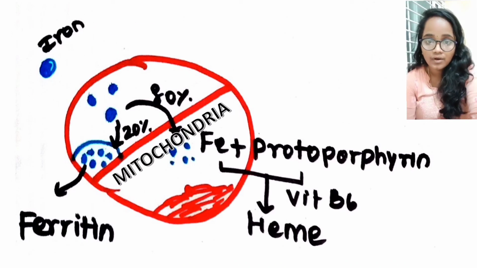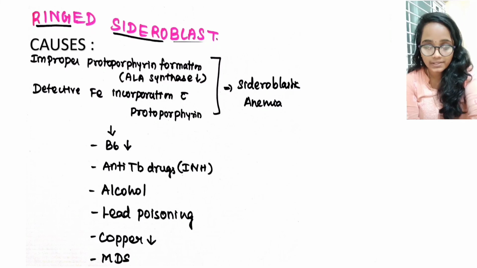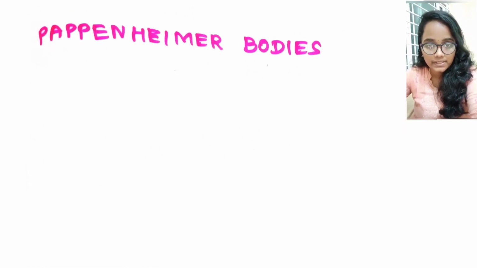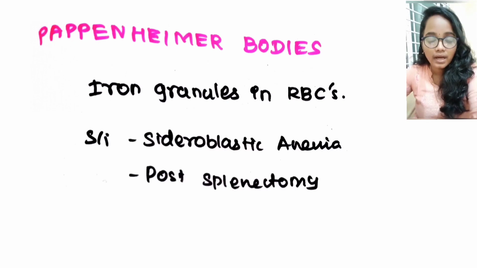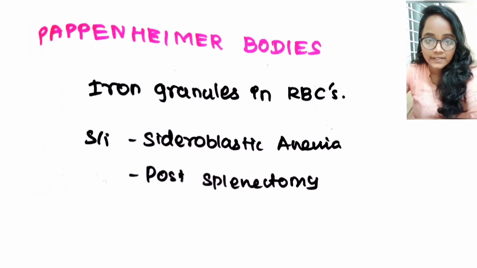If there is a defect in protoporphyrin formation, or a problem in iron incorporation with protoporphyrin, this leads to sideroblastic anemia. It is seen in B6 deficiency and with anti-TB drugs, for example isoniazid, which itself leads to B6 deficiency, and in alcoholics and in copper deficiency. If there are iron granules in RBCs, these are called Pappenheimer bodies. Sideroblast means iron accumulation in RBC precursor cells. So these Pappenheimer bodies are also seen in sideroblastic anemia and in post-splenectomy.